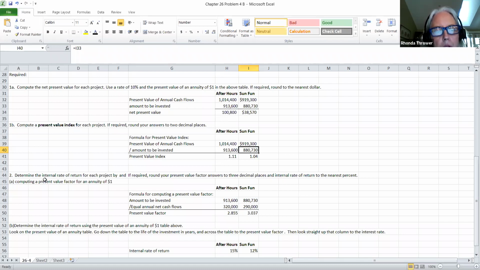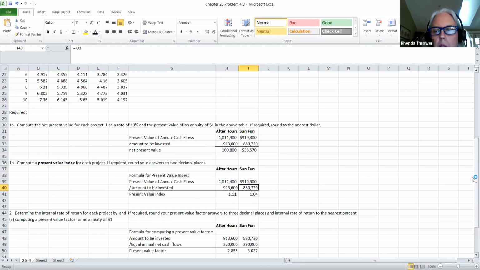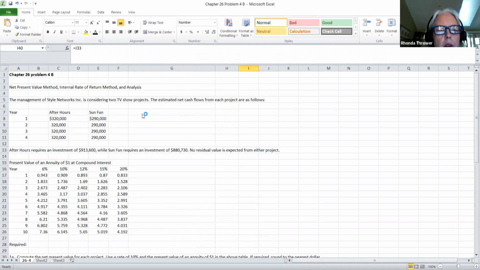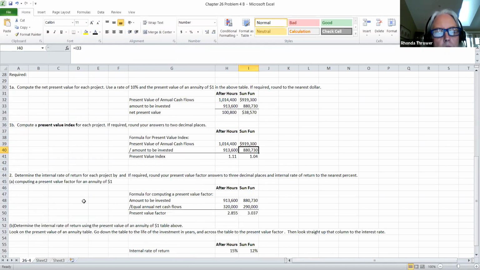In part 2, they want you to determine the internal rate of return for each project and, if required, round your present value factor answers to 3 decimal places and the internal rate of return to the nearest percent. First of all, they want you to compute the present value factor for an annuity. And again, because these cash payments that they gave us, the cash flow here, is equal in amounts, this is why we use the annuity table here.